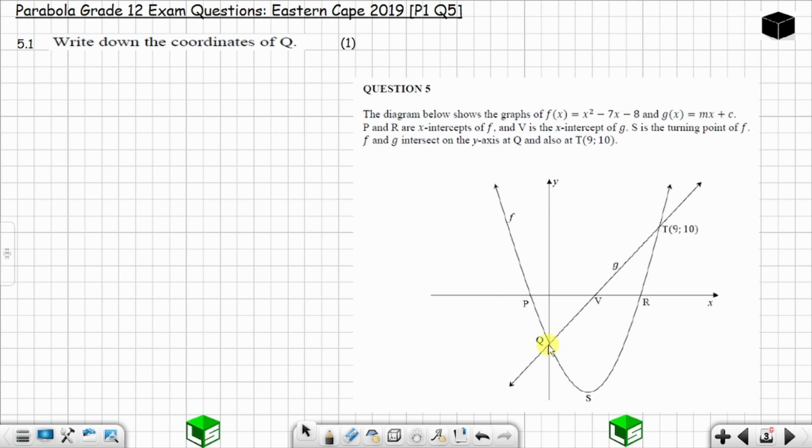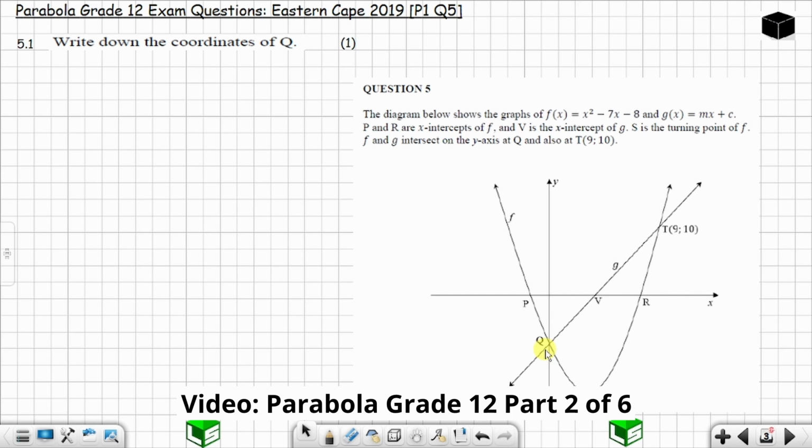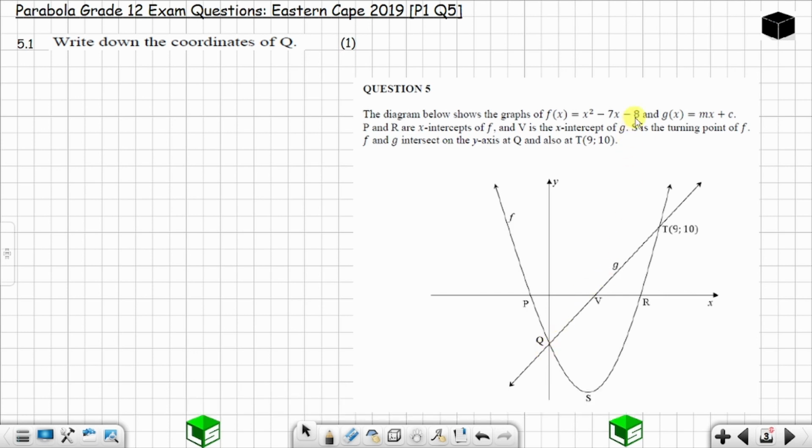You can see Q is the y-intercept of f, and it is also the y-intercept of g. Now, from the equation of f, you can see the equation is given in the standard form. So negative 8 is c. Negative 8 is the y-intercept. You know that from the lesson on parabola. Please check that video, part 2 of 6 on parabola grade 12.